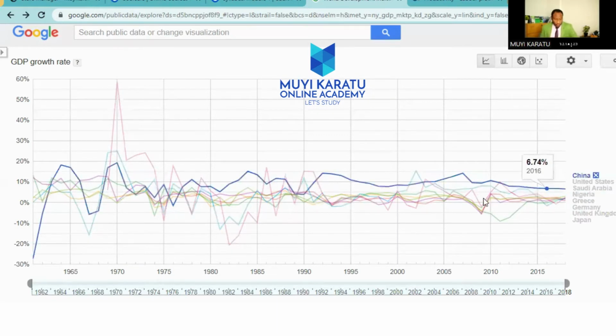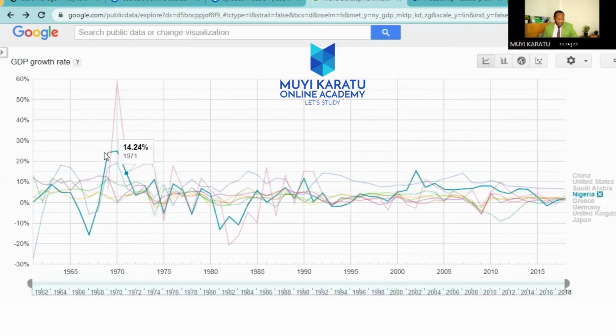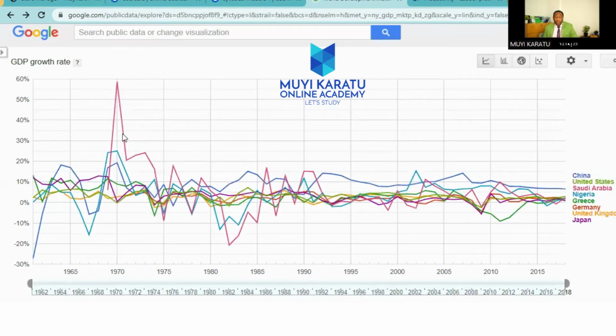So this is with regard to data. You can see different countries. If your country is not here, please pardon me. I'm just doing this for demonstration purposes. This is Saudi Arabia, for example. This is United States, and this is China.